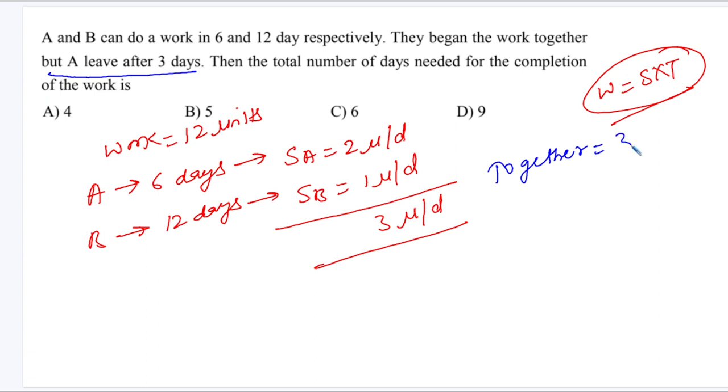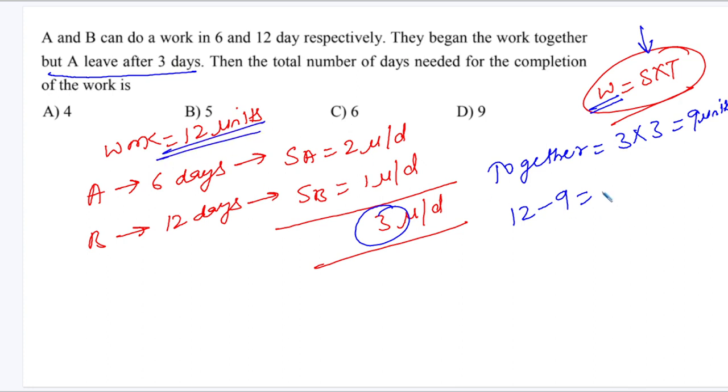So in 3 days' time, at the rate of 3 units per day, they'll finish 3 times 3, 9 units of work. Speed multiplied by time is equal to the amount of work done. So together they finish 9 units of work. How much work is left now? 12 minus 9, the total work was 12 and 9 units of work is over. So 3 units of work is left.